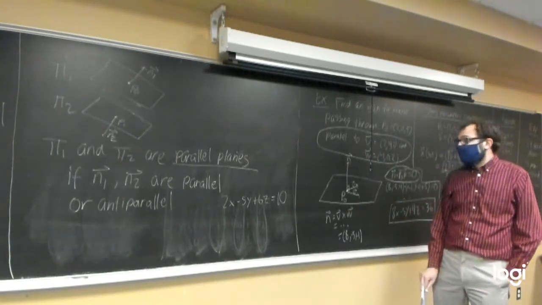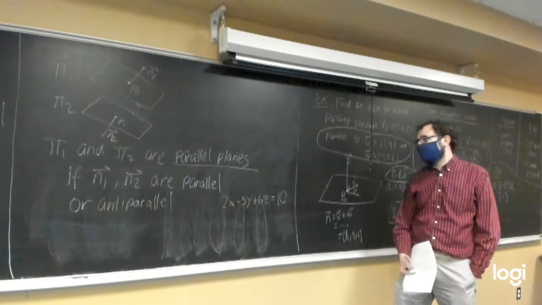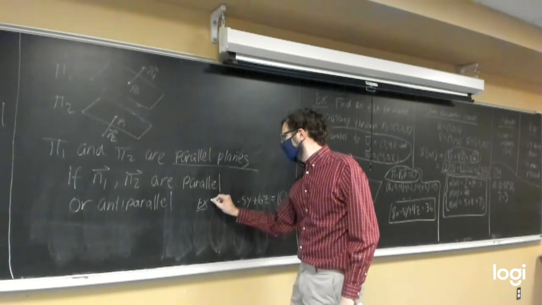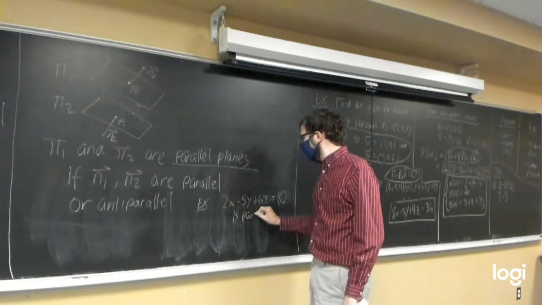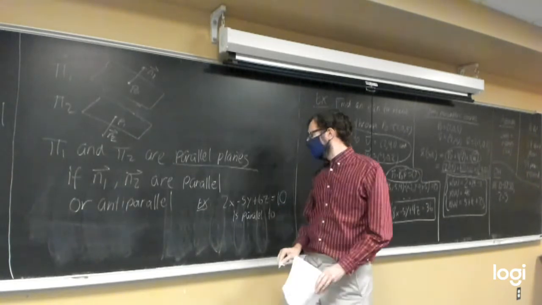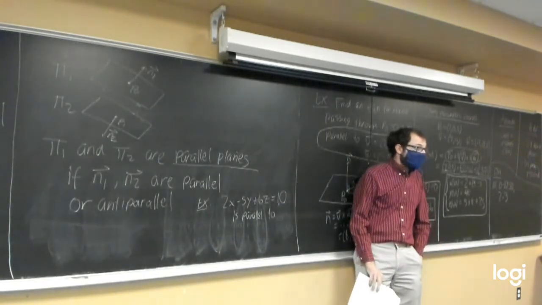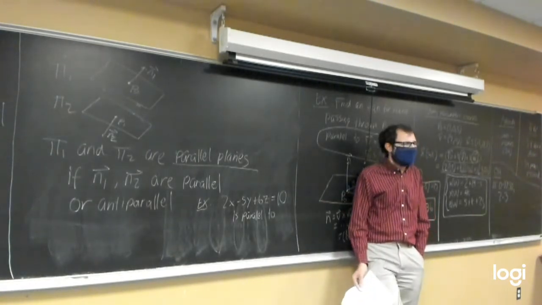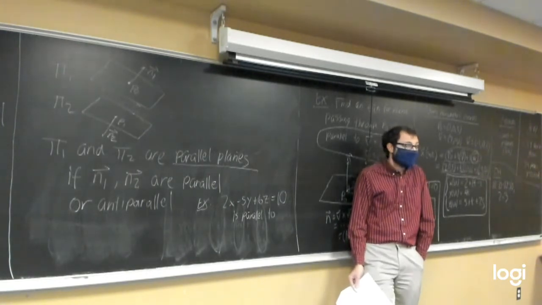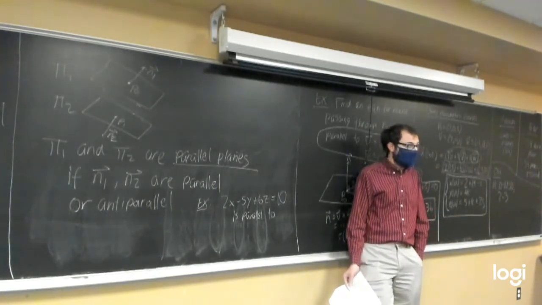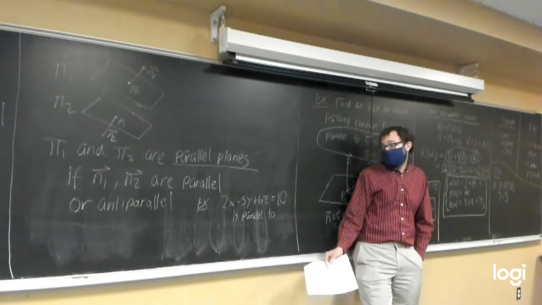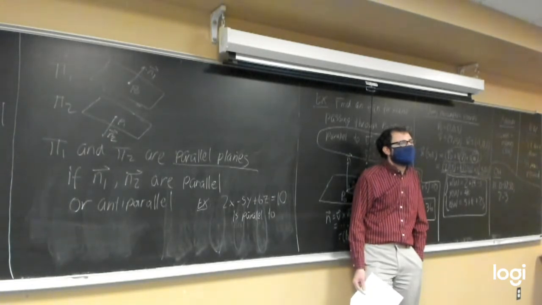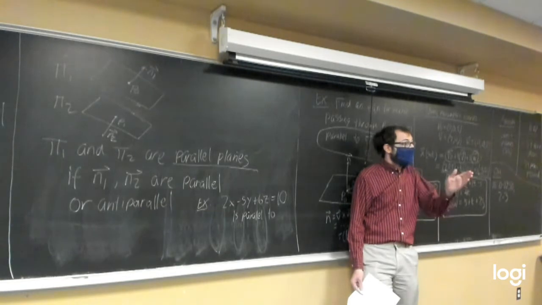So, for instance, if we had a plane given by 2x minus 5y plus 6z equals 10, what would be a second plane that we could say is parallel to this one? Anybody think of a plane whose normal vector would be parallel or anti-parallel to this one? Avery?